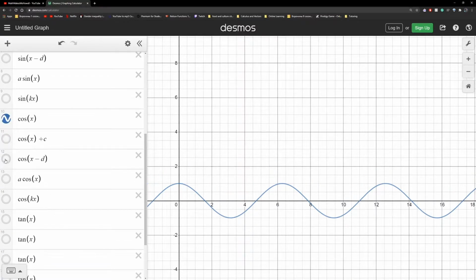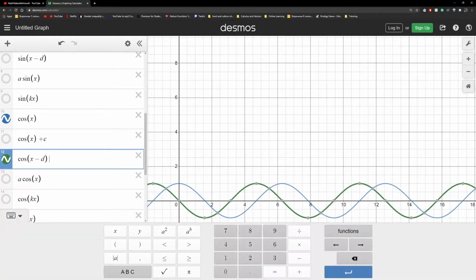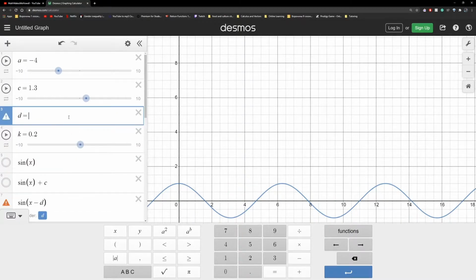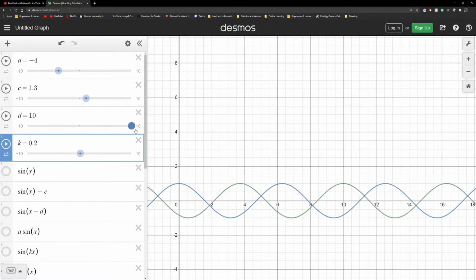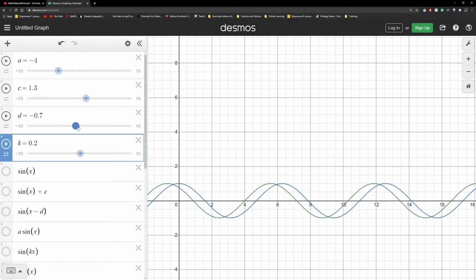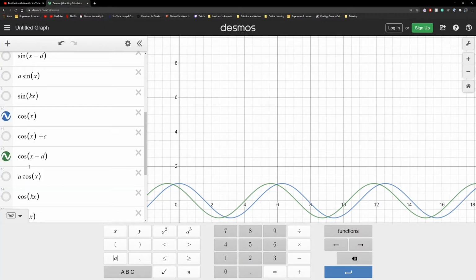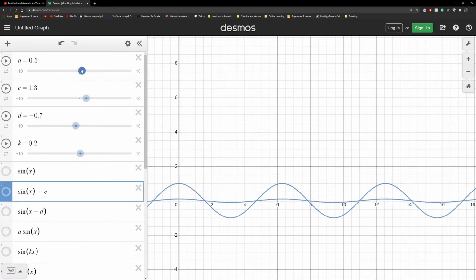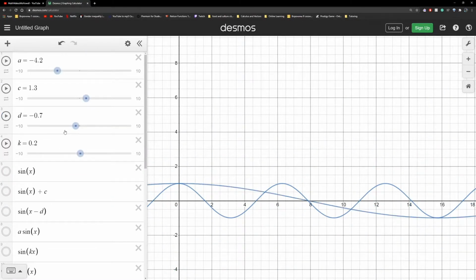Now if we look at d, let's change its color. Again, we can translate it by however we want. It's going to go left and right by whatever unit we have. Next, for our a value, again, it's acting the same, and so is our k value.